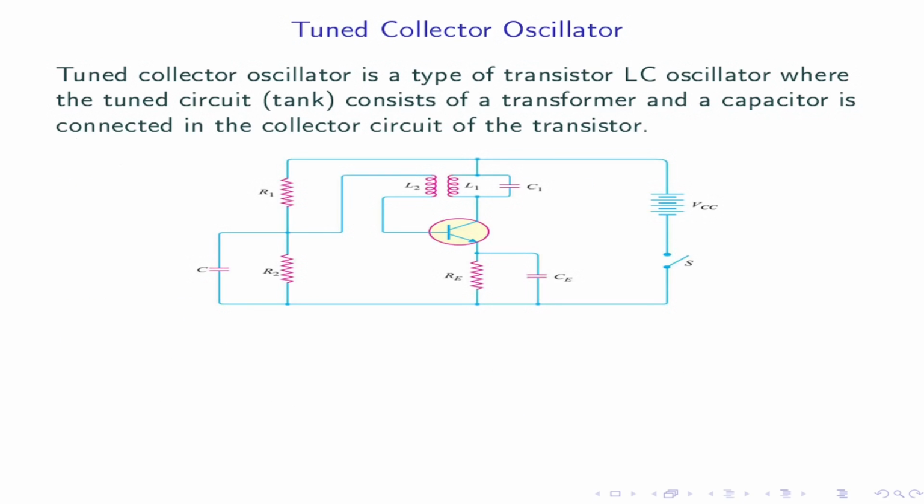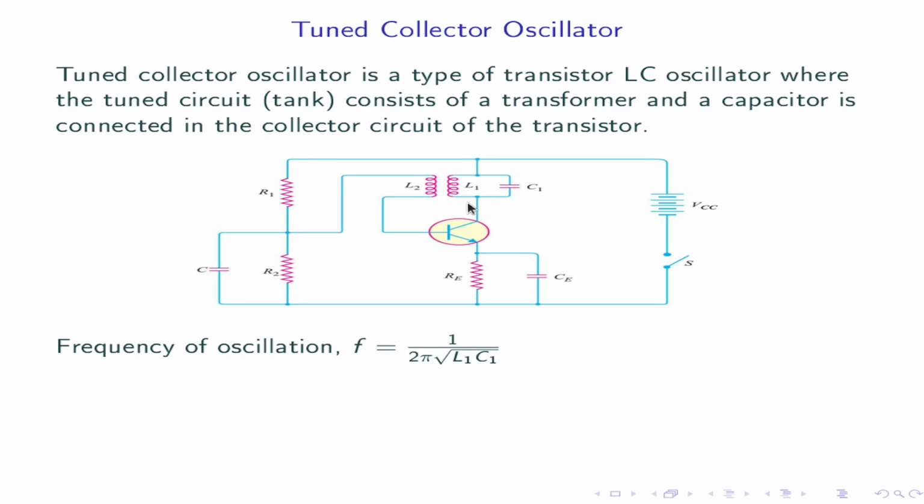Tuned collector oscillator. In a tuned collector oscillator, the tank circuit consists of a transformer and a capacitor connected in the collector of the transistor. When the switch S is closed, the collector current starts and the capacitor charges to maximum and then discharges through the coil L1. This makes an oscillation of frequency f equal to 1 by 2 pi root L1 C1.